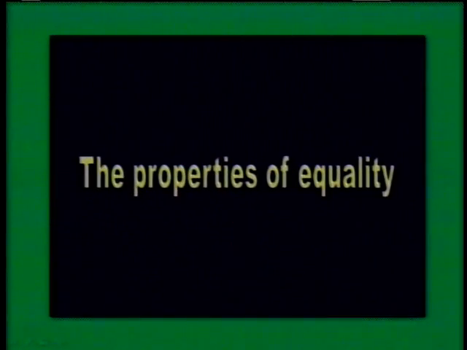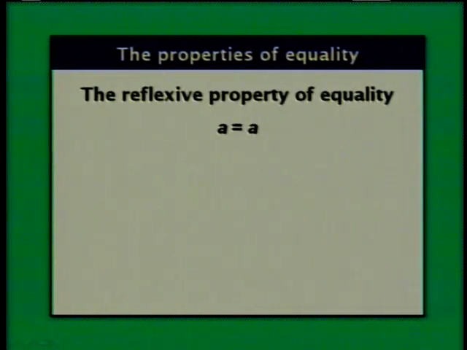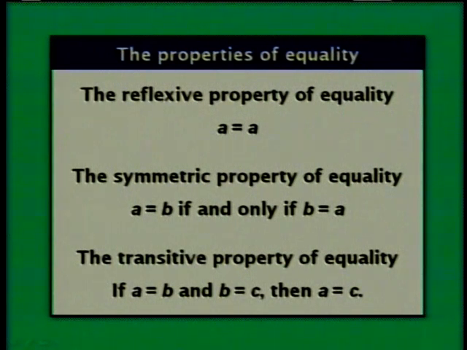So let's start by reviewing the properties of equality. Some of the properties of equality that we've looked at so far are, first, the reflexive property, which just says that an expression is always equal to itself. A is equal to A. The symmetric property of equality says A is equal to B if and only if B is equal to A. This is the property that allows us to switch the left and right-hand sides of an equation. And the transitive property of equality says if A equals B and B equals C, then A equals C. We use this when we're simplifying expressions.